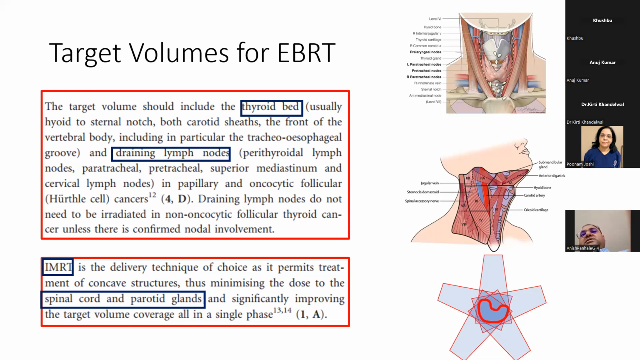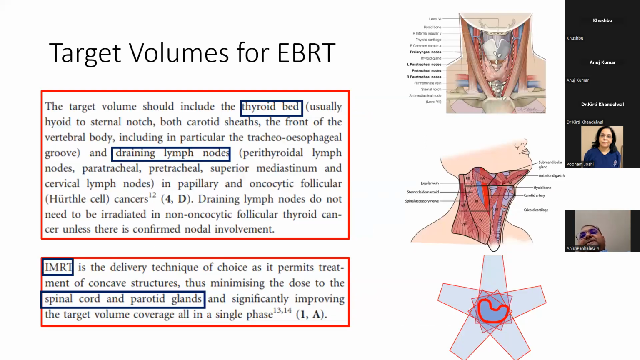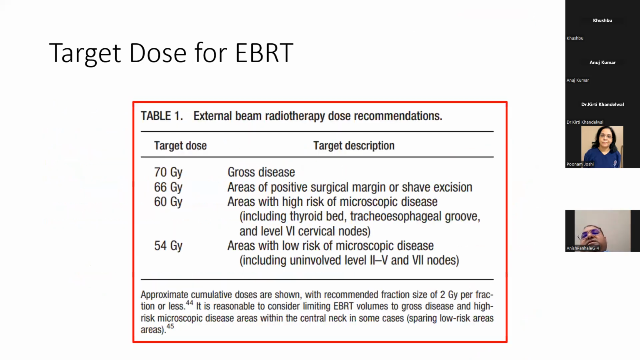So IMRT is the standard delivery technique that is used because of various benefits in terms of reduction of toxicities and in terms of coverage, so that we can reduce doses to certain structures like the spinal cord, the parotid glands, etc. And also it gives a more conformal dose distribution. So here when we talk about EBRT, we talk about the target volumes, the thyroid bed and the draining lymph nodes, with IMRT as the preferred technique.